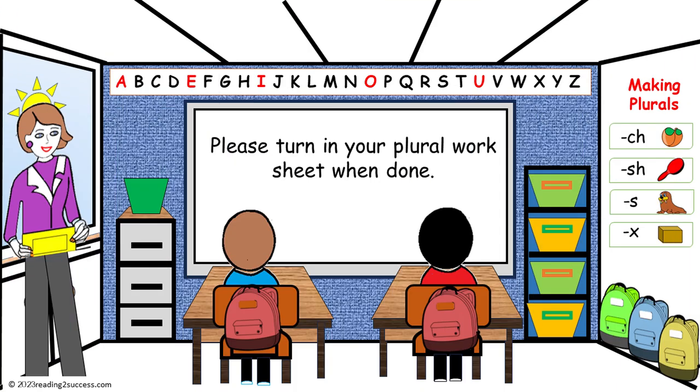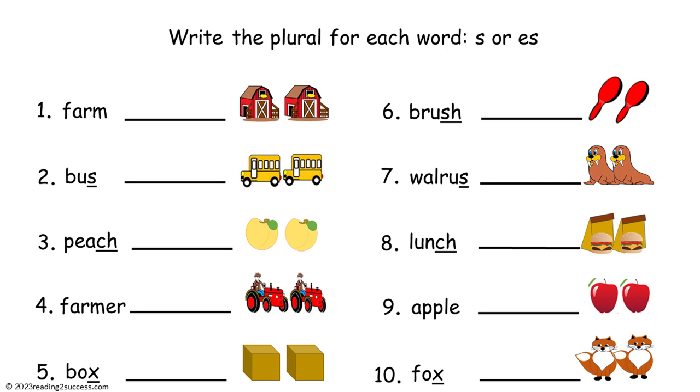Now it's time for Danny and Erick to complete the worksheet. They have to write the plural for each word, either adding S or ES, depending on what letter the word ends in. Farm ends in M, so we add S. Bus ends in S, add ES. Peach ends in CH, add ES.